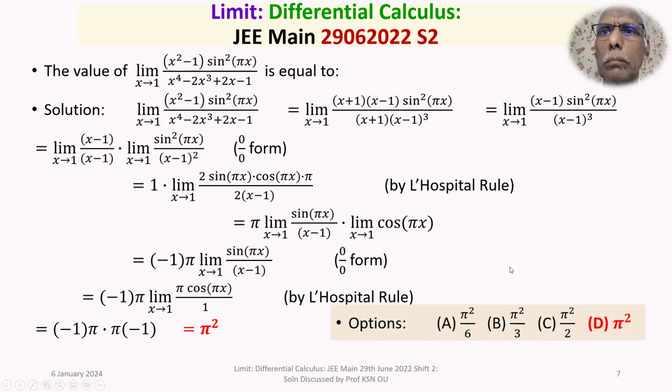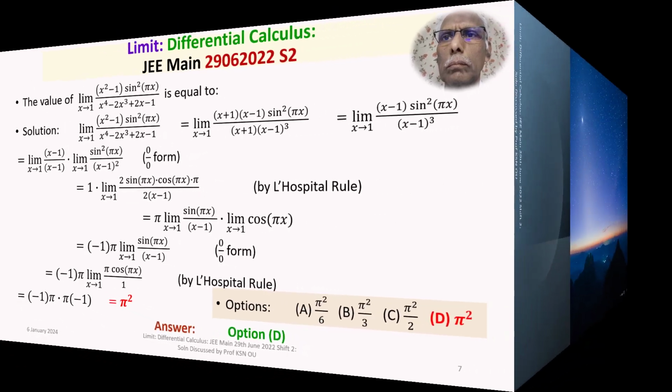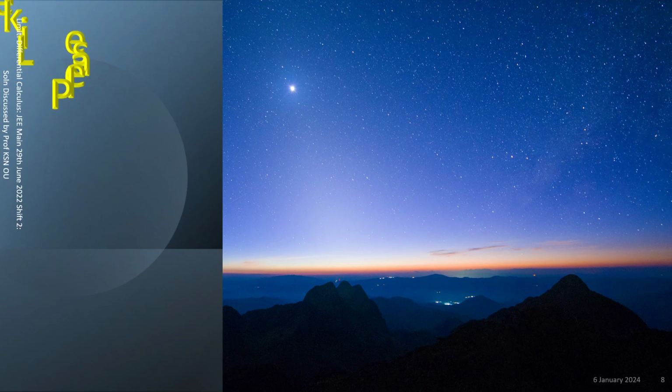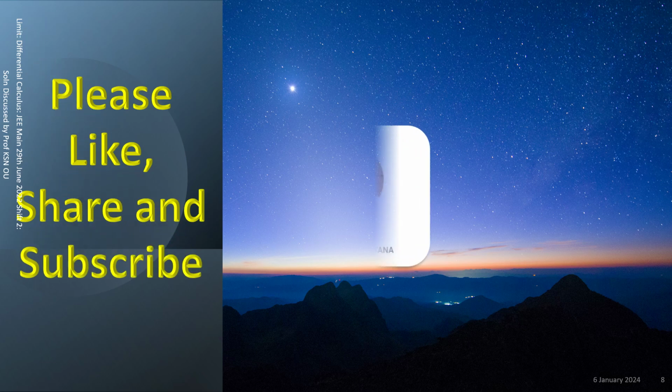Let's look at our options. Our answer pi square appears against option D. Therefore, the answer to this question is option D. That is the detailed discussion of the solution of the given problem, which is to find the limit of a given function as x tends to 1. It is definitely a very easy question. I am sure that you have understood the solution of this problem, and I wish you all the best.